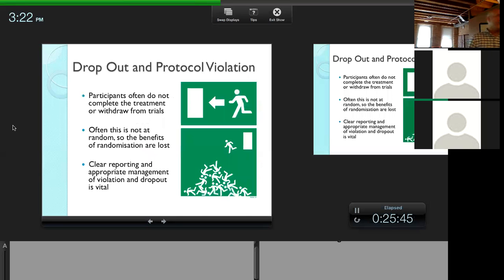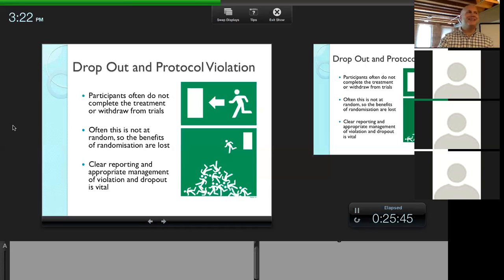We have trials and protocols, we design them carefully, and then you've got to deliver them. And the problem is that life gets in the way and people never do what they're told, right? People disappear and people withdraw and people don't follow the treatment. And then people swap and say, I don't want to do that, I want to do something else. So participants often don't complete the treatment. They often withdraw from trials.